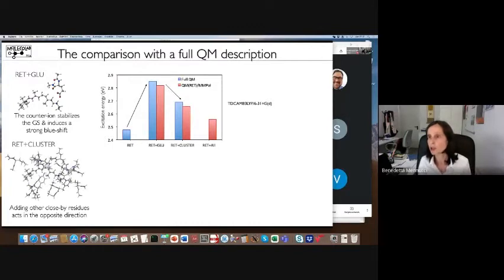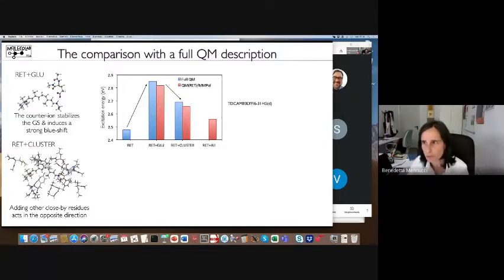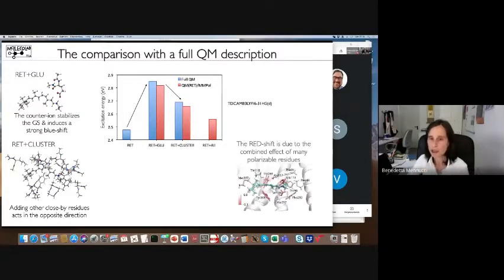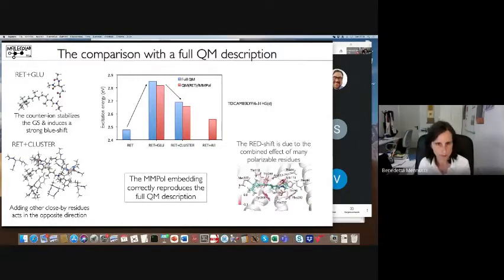Then when you enlarge the QM cluster to include the other residues, from this value you go back to the red, and this is reproduced in our QM/MM-Pol formulation. When we introduce all the residues, we can do this description only at MM-Pol level, because at the quantum mechanical level it is too much. But in this way, we have seen that the red shift is induced by a combined effect of all the residues around the chromophore. And what is important is that our polarizable MM reproduces a full QM picture.